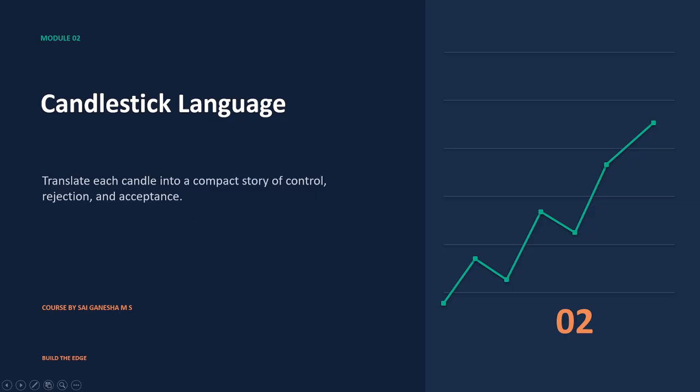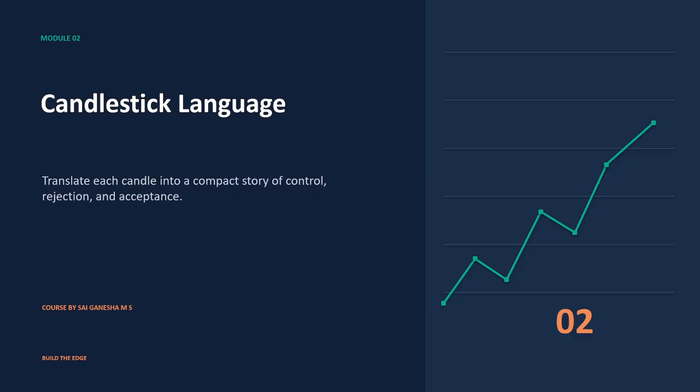Welcome to module 2. This will be candlestick language. I'm calling it a language because every candle is giving us some information. It can show us whether buyers were strong, whether sellers were stronger, whether price was rejected from an area or a region, or whether neither side has proper control.